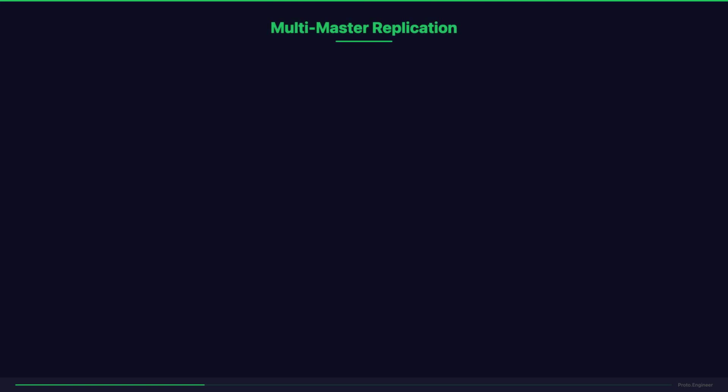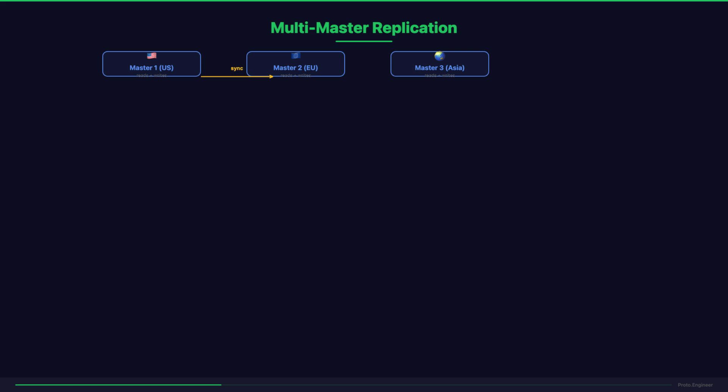Multi-master replication, also called multi-leader, allows multiple servers to accept writes. This is critical for multi-region deployments. Imagine users in the US, Europe, and Asia. With master-slave, all writes go to one master. If the master is in the US, European and Asian users have high write latency.